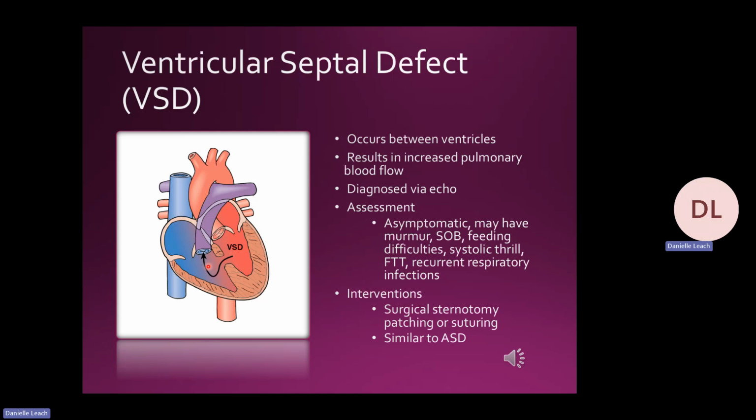So the intervention for this is a surgical sternotomy, which basically means that instead of going in via a cardiac catheterization, they're actually going to cut through the sternum to get to the heart to patch or suture the VSD closed. So everything about this is very similar to an ASD, it's just in a different location.